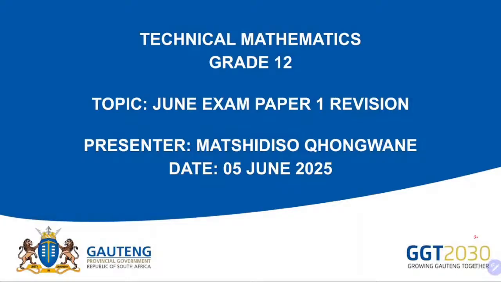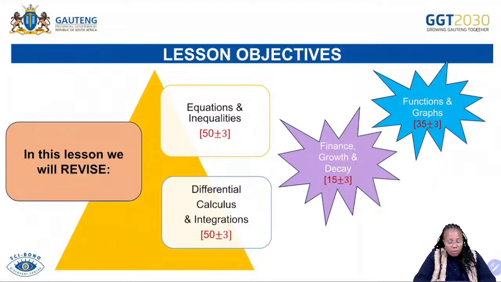Okay, grade 12, since we are writing our June paper 1 tomorrow, our focus today will be on revision of paper 1 on selected topics. In this lesson we will revise equations and inequalities, which is composed of 50 plus minus 3 marks on your paper 1 out of the 150 total of your paper.